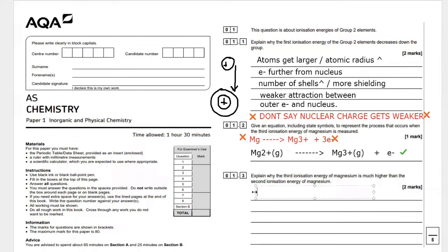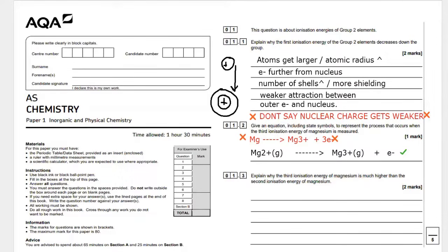Right. Explain why the third ionization energy of magnesium is much higher than the second ionization energy of magnesium. So why, when we go from 2+ to 3+, does it require a lot more energy than going from, say, 1+ to 2+?